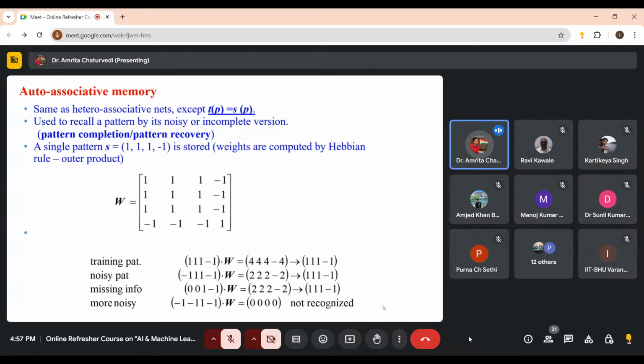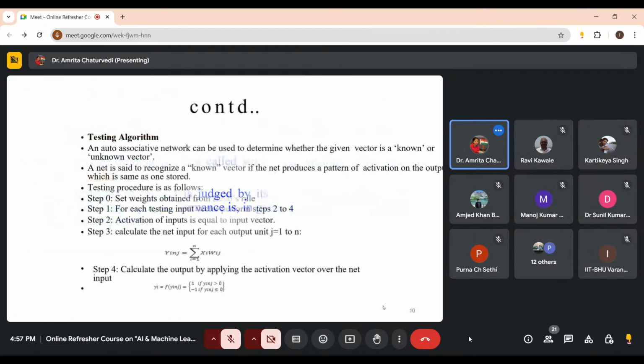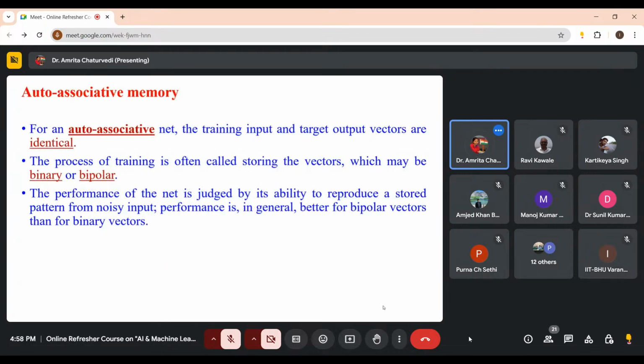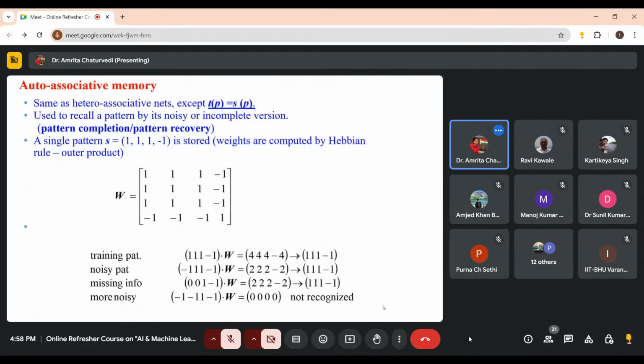You remember the activation function is this one, that is, you get 1 if yinj is greater than 0 and minus 1 if yinj is less than or equal to 0. So you apply this activation function. Since all the values 4 are greater than 0, you get 1, and minus 4 is less than 0, so you get minus 1.